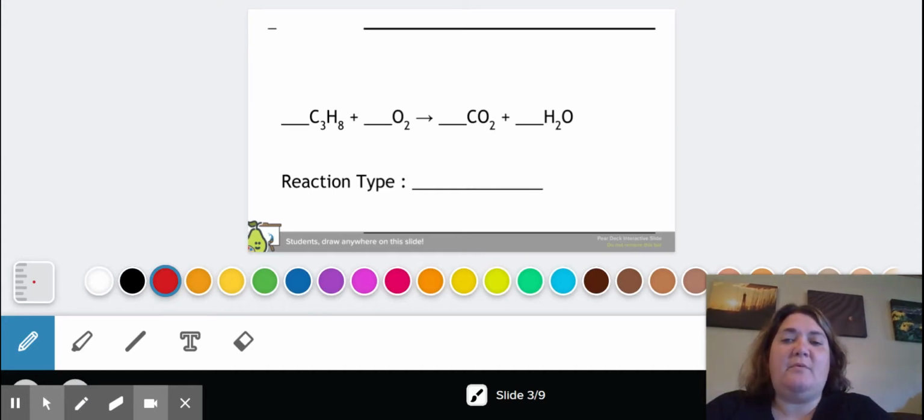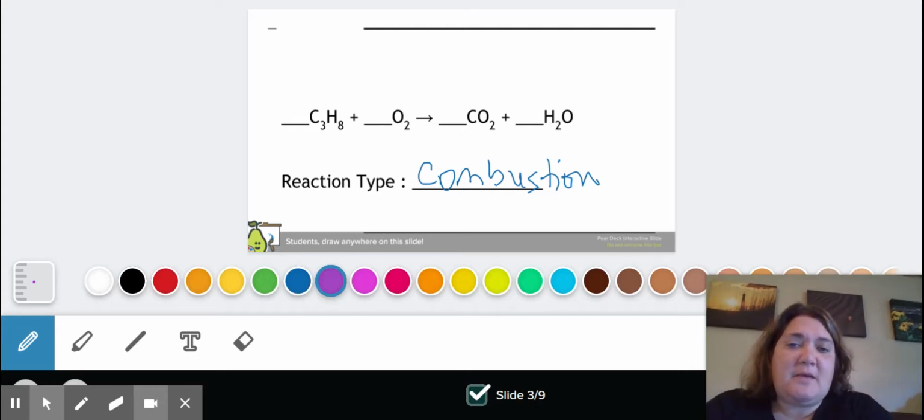We have a compound which contains carbon and hydrogen. It's reacting with oxygen and forming carbon dioxide and water. We learned yesterday that that is a combustion reaction, right? All right, so next let's balance our reaction. For combustion, I suggest starting with carbon and then doing hydrogen and leaving oxygen for last, simply because oxygen is in so many different places.